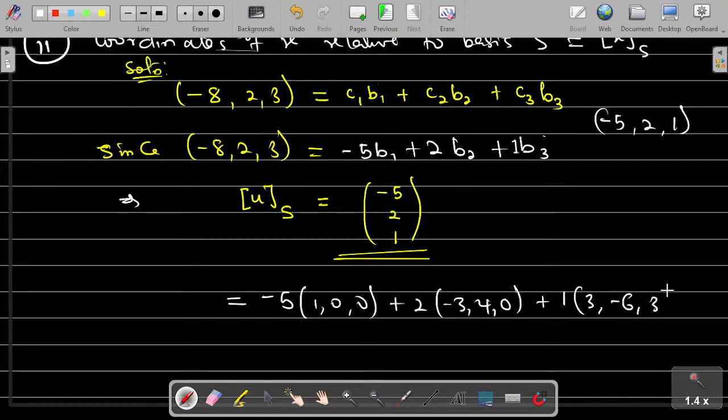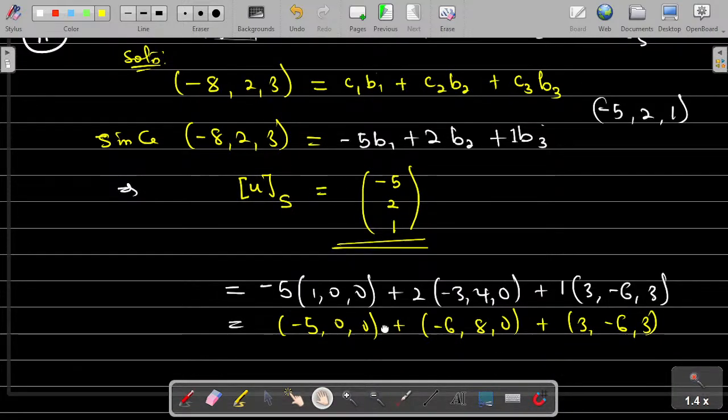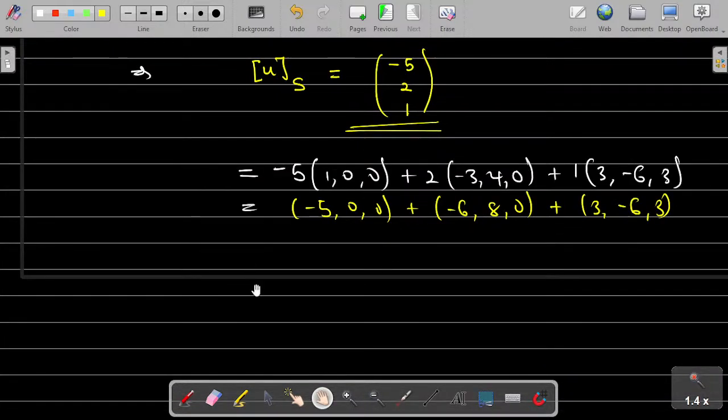Okay, all right. So can this give us x? Let's try. So this is going to be minus 5, 0, 0. This one will be minus 6, 8, 0. And then this one is going to be 3, minus 6, 3. So that we'll be sure of what we have done, and if that is not what we needed, we can try to do something else.